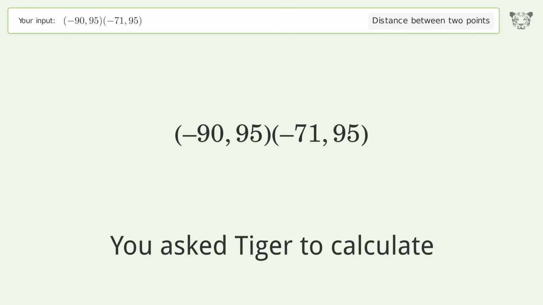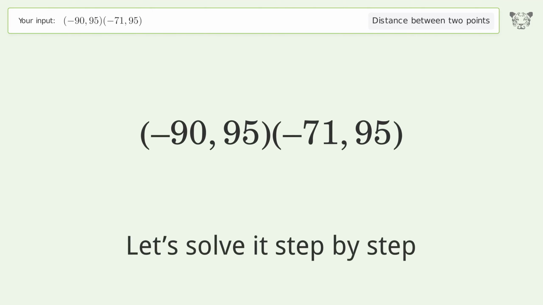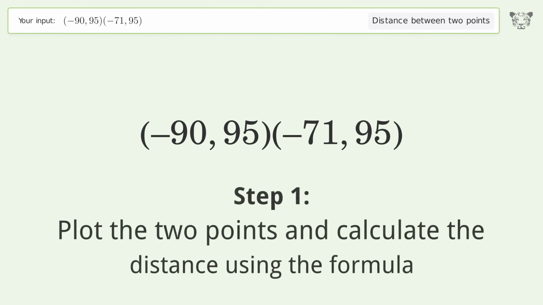You ask Tiger to calculate. This deals with the distance between 2 points. The distance between the 2 points is the square root of 361, or 19. Let's solve it step by step. Plot the 2 points and calculate the distance using the formula.